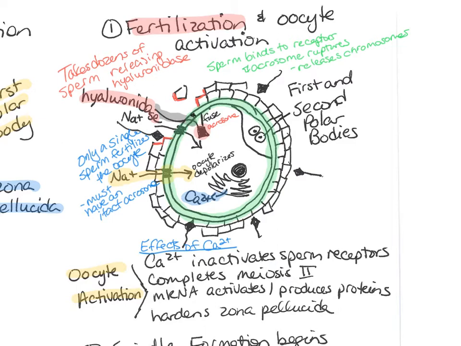First of all, it inactivates sperm receptors and hardens the zona pellucida to prevent fertilization by another sperm. So basically it blocks polyspermy, which would be if more than one sperm were to fertilize the same secondary oocyte. If that were to occur, that would create a zygote that's not capable of developing normally.